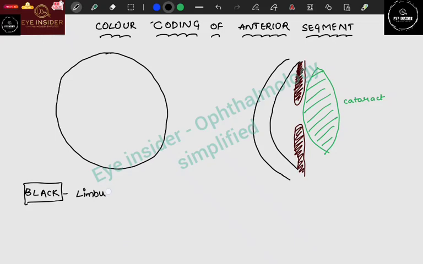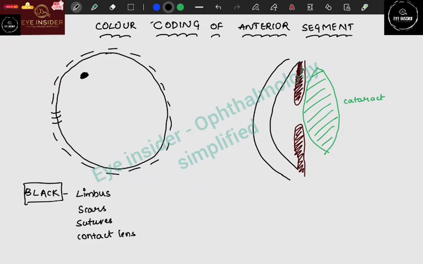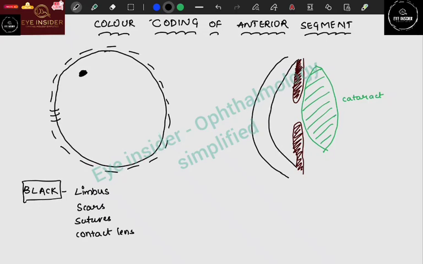So we have this image of the cornea. With black we put the limbus, the round circle, and the scars are also represented in black. The suture lines are also in black, and in case of contact lens we also put it in black interrupted lines. So these are all the things which are indicated in black.